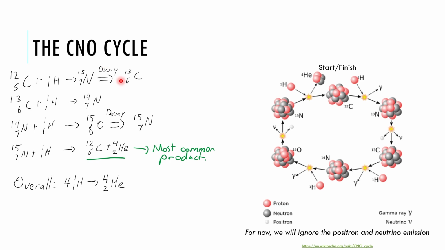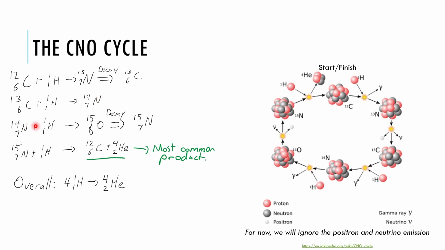One of the protons that was in the nitrogen decays to become a neutron. And as such, we end up with a carbon-13 product. This carbon-13 has another hydrogen which is added onto it, making nitrogen-14. Now, this version of nitrogen is very stable, and so it doesn't go through a decay process.